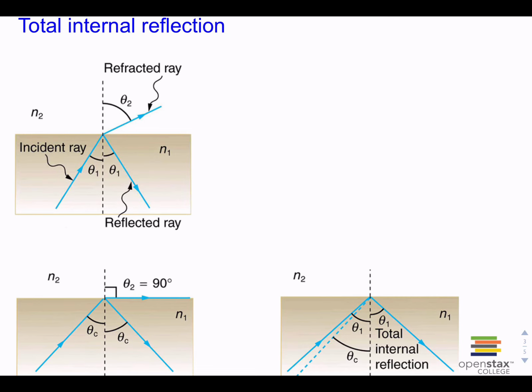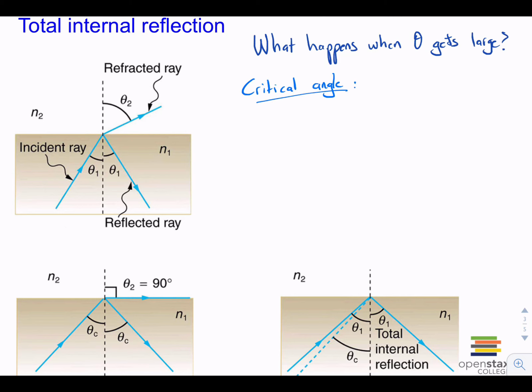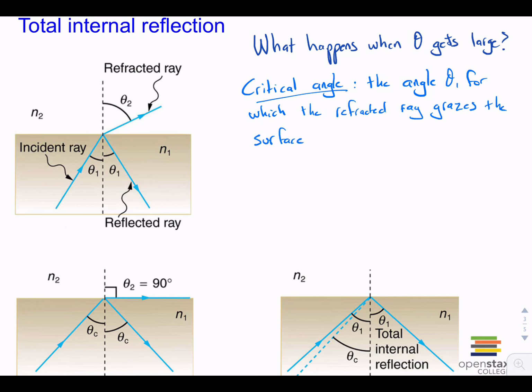There's an interesting application of Snell's law called total internal reflection. The question is, what happens when theta gets large? We have a critical angle, the critical angle theta 1, for which the refracted light ray just grazes the surface, i.e. theta equals 90 degrees. This is where the light is just escaping, just skimming the very surface, and you can see that in this picture here.